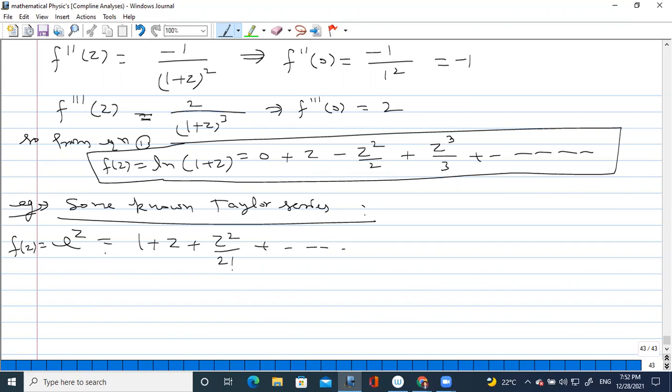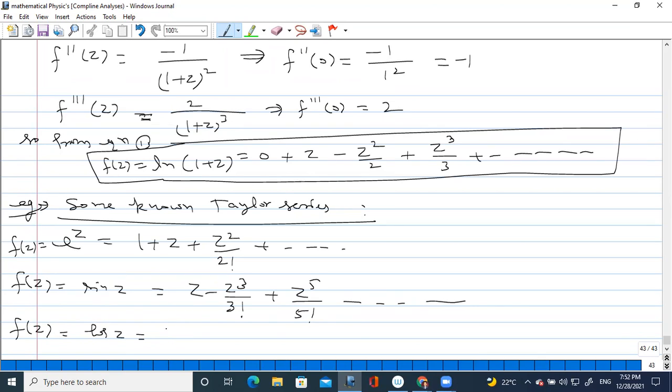Okay. Second, you can check. Suppose f(z) equals sine z. So that also we know: z minus z cube by factorial 3 plus z to the power 5 by factorial 5 and minus dot dot dot. f(z) equal to cos z is 1 minus z square by factorial 2 plus z to the power 4 by factorial 4 and minus dot dot dot. So like this infinite series we can have.